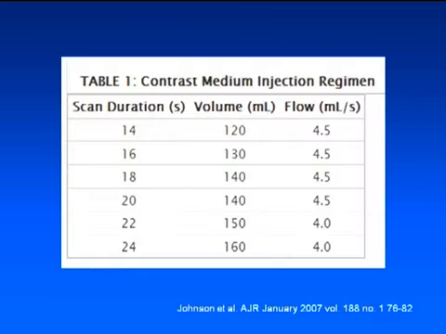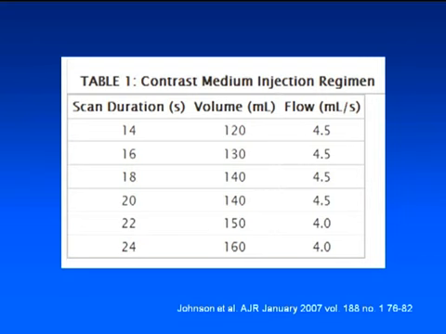Johnson published this in 2007, when he gave you a table. So if you know how long the scan is going to last, let's say 20 seconds, I know I have to give 140 cc's at a rate of 4.5, and most of the time I'm pretty sure to get opacification of both circulations.